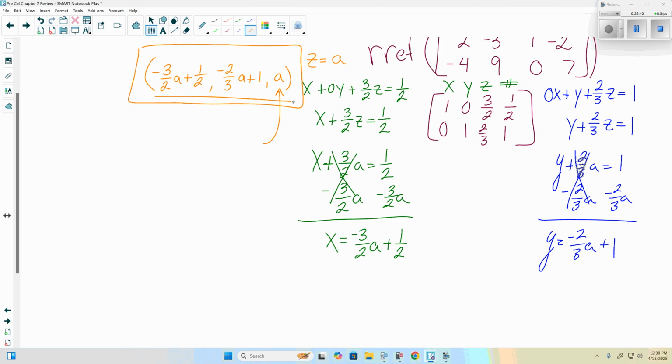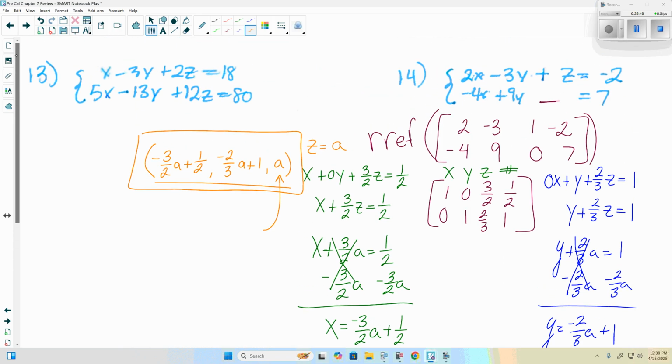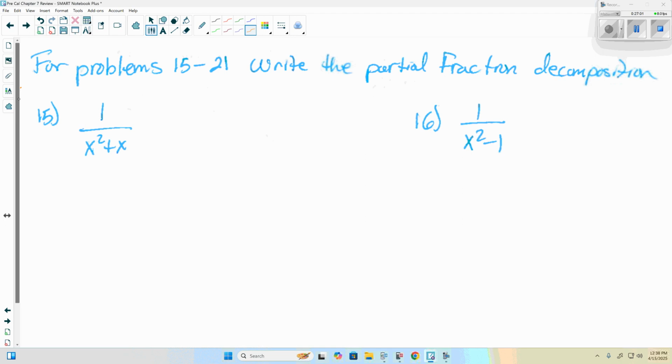Questions on 13 and 14? Because 13 is going to be similar in nature. They're not always going to have fractions. They can just be nice numbers. Ends up being more of the problem than it is it coming out this way. 15 through 21, the second part of this test is to write the partial fraction decomposition.